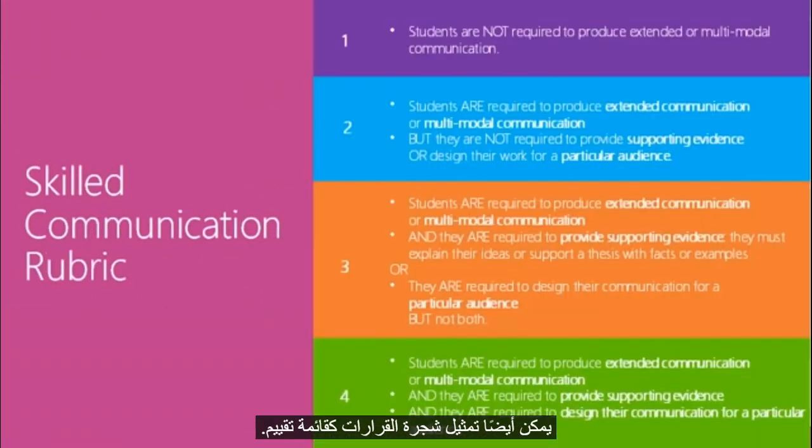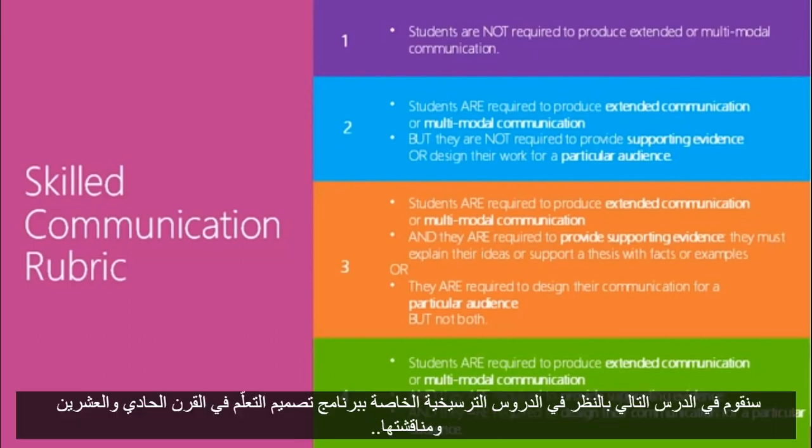This decision tree can also be represented as a rubric. As you can see, each of the numbers 1 to 4 outline the criteria for the condition for that code. For example, to achieve a code 2, students are required to produce extended communication or multimodal communication, but they are not required to provide supporting evidence or to design their work for a particular audience. You can decide which you find easier to use, the decision tree or the rubric, when you are coding learning activities. To really understand how this applies, in the next lesson, we will look at and examine some 21 CLD anchor lessons.